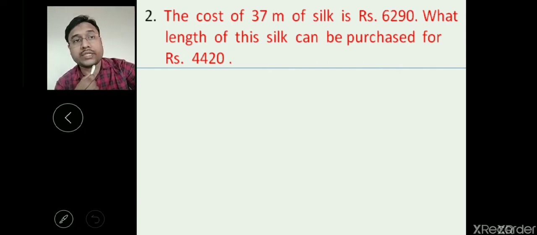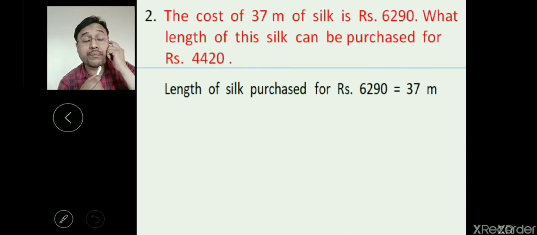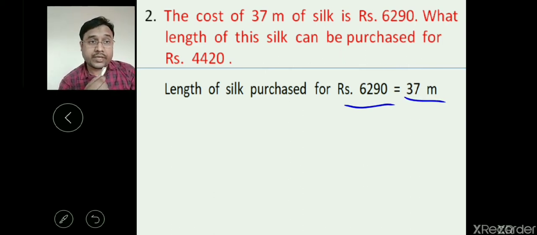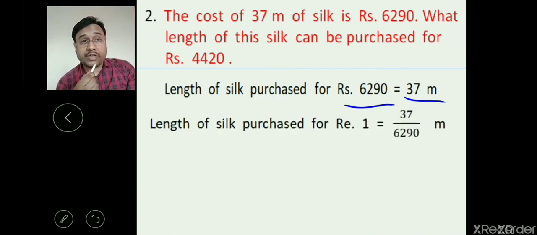So you have to find the length of silk which can be purchased for rupees 4,420. This way you write the statement: the length of silk purchased for rupees 6,290 is 37 meters. Then the length that can be purchased for rupee 1, that you have to find. Already said, in the unitary method you have to find the value of 1. So the length of silk purchased for rupees 1 is 37 by 6,290 meters, because for finding the value of 1 you have to divide.